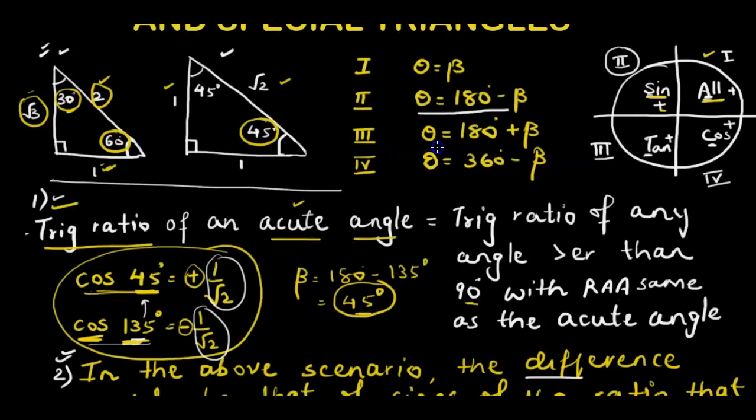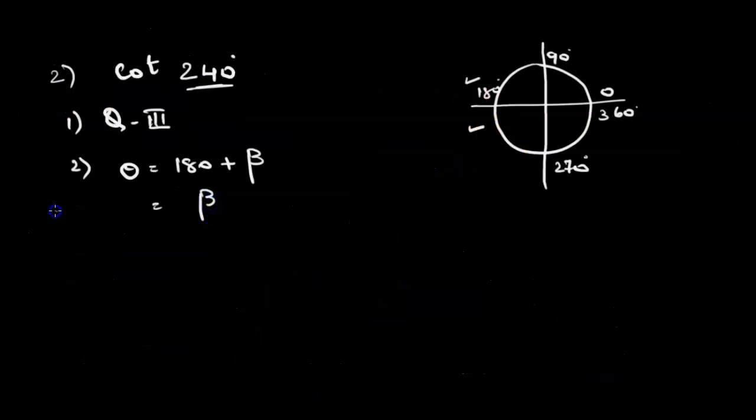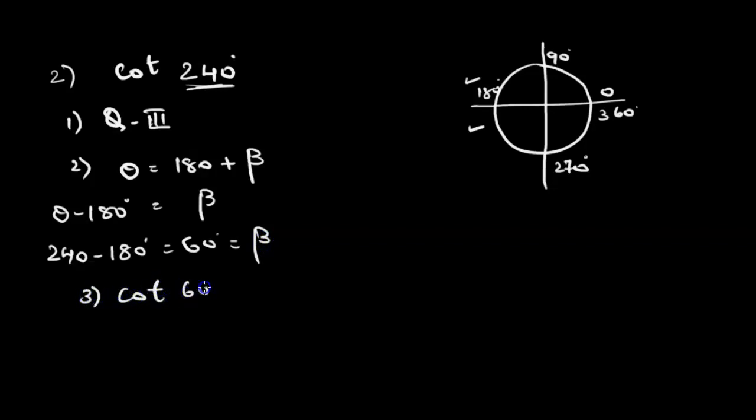For the third quadrant, theta is equal to 180 plus beta. Therefore, beta will be equal to theta minus 180. We have theta as 240. 240 minus 180 is equal to 60 degrees. So we got the beta value as 60. The third step is we find the cot ratio for 60 degrees, because the cot ratio for 60 and the cot ratio for 240 is going to be the same. And this we will be finding using special triangles.